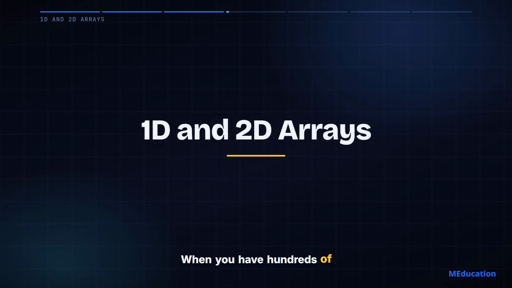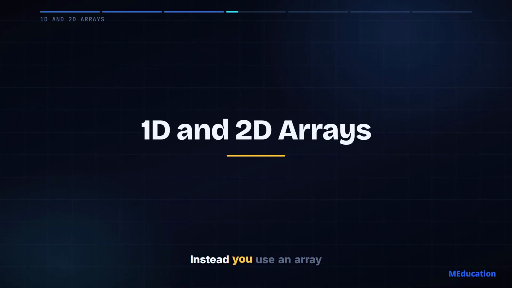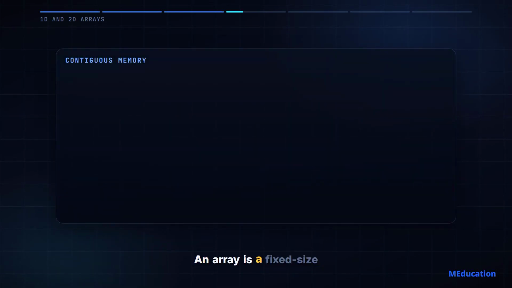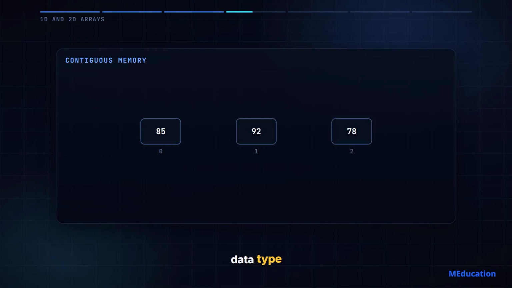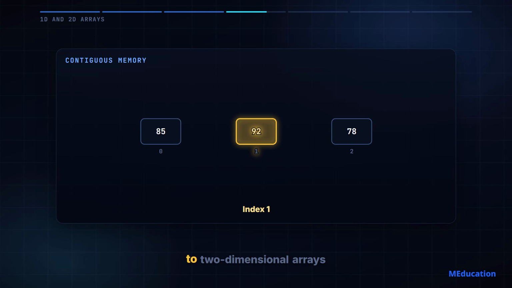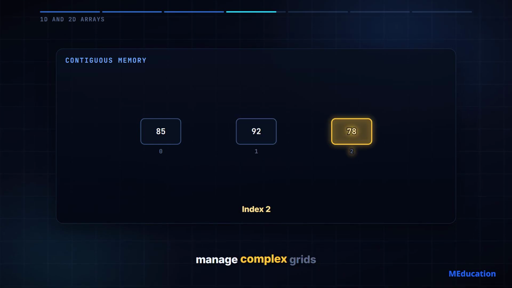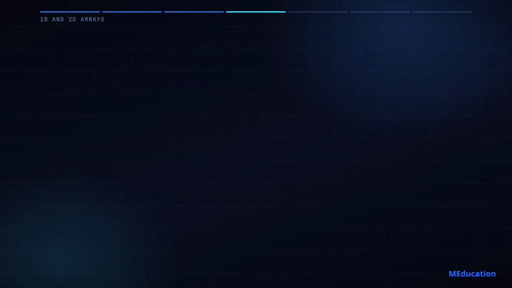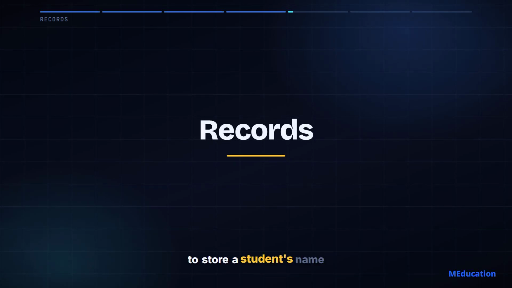When you have hundreds of related items, you cannot declare hundreds of individual variables. Instead, you use an array. An array is a fixed-size, ordered collection of elements that all share the exact same data type, stored contiguously in memory. You will learn to traverse one-dimensional lists to search for items and then step up to two-dimensional arrays. By mastering nested loops, you will be able to manage complex grids, seating plans, and game boards without triggering index out-of-bounds errors.